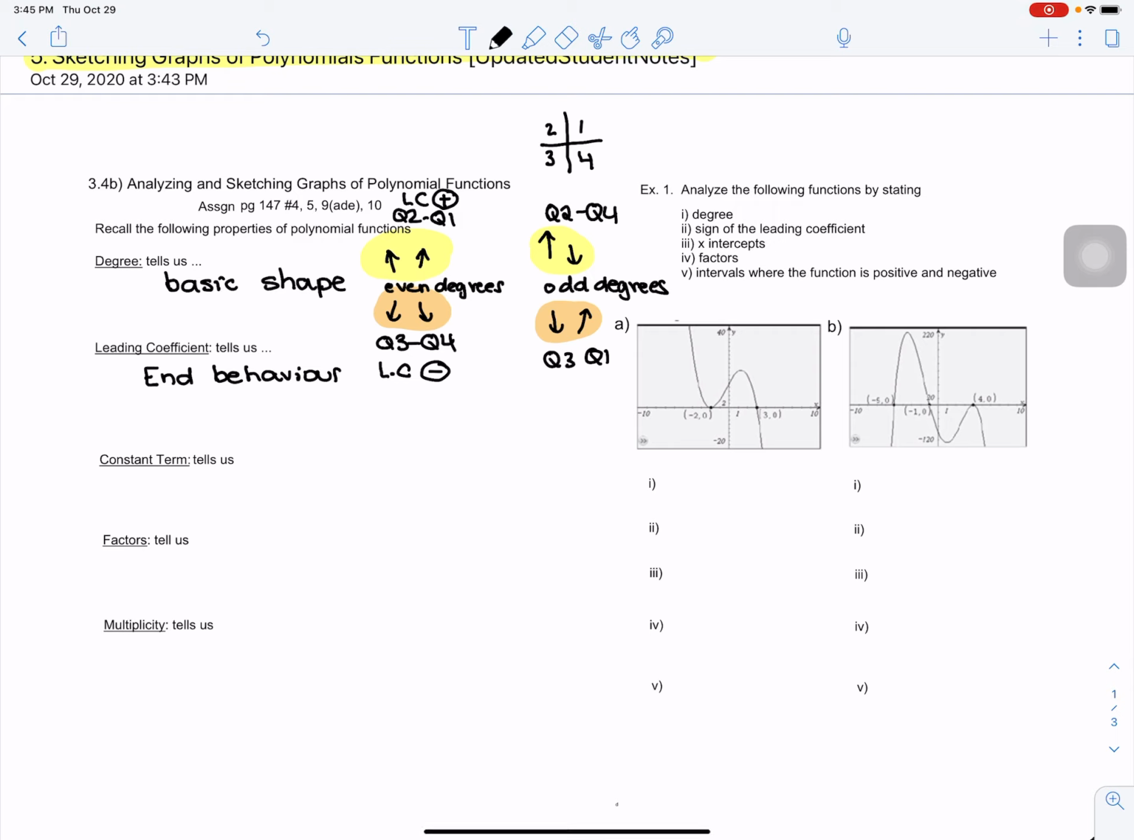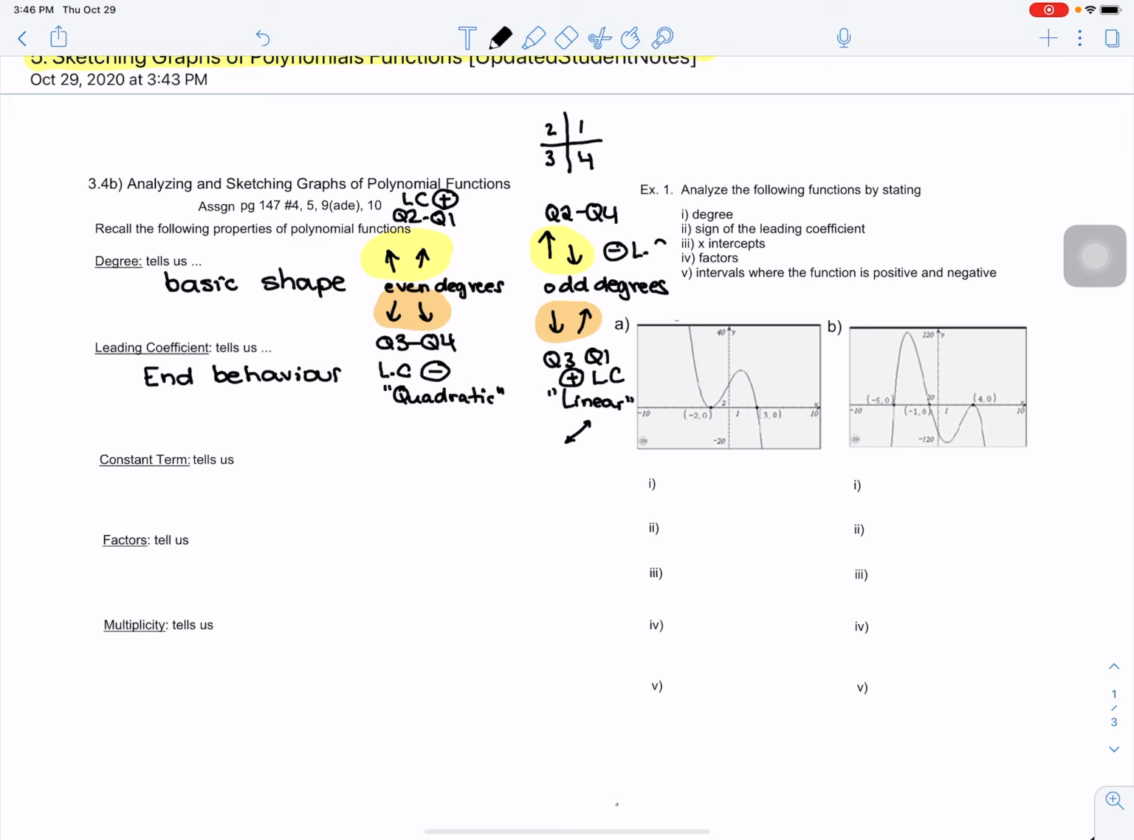So you want to think like a quadratic under this column. And then under this column, you want to think like a linear, because the linear is going to give you the behavior of all of the odd degree functions. So quadrant 3 to quadrant 1 would be like a positive slope. So this is my positive leading coefficient. And then quadrant 2 to quadrant 4 behavior would be a negative leading coefficient.